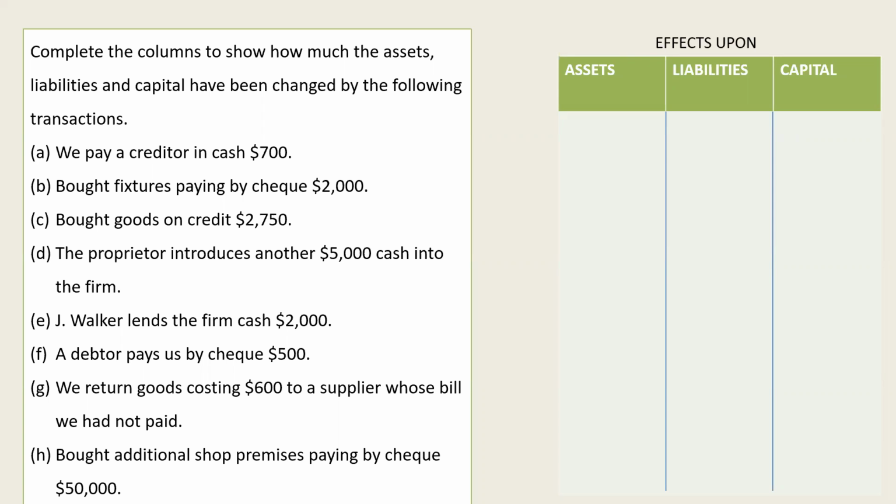All right, shop premises, or you could even put shop fittings. The premises would be whatever you would have purchased for the business. So your asset there would be a plus $50,000 because the business received shop premises. And of course, the business paid for those shop premises by check. So the bank is going to be reduced. Under assets again, the bank is going to be reduced by $50,000 as well because the business paid by check. All right. So we have completed that exercise there.